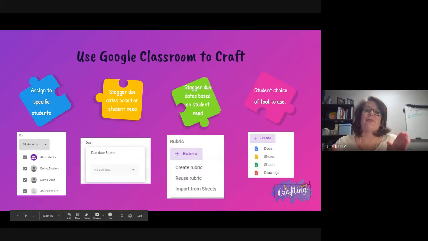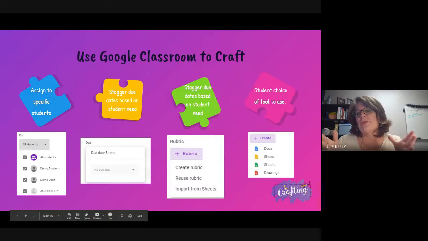Another option is to create multiple copies of the playlist and then assign it to specific students so that they don't see what the others are getting. So it just depends what you're doing, whether you're going to put all the choice of path and pace on one playlist, or if you're going to make a copy of it and craft it individually. So there's the assign to specific students.